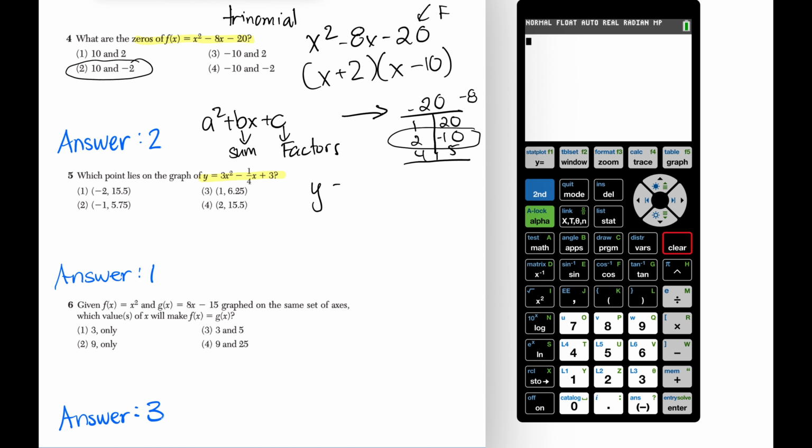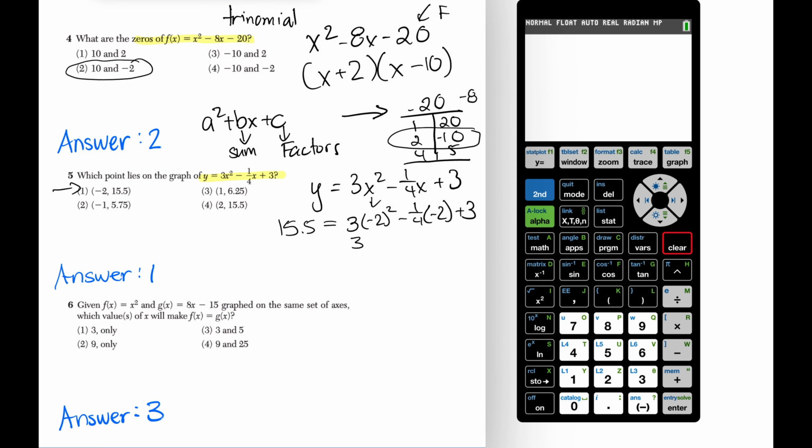So I'm going to start with my original 3x squared minus 1/4 x plus 3. And I'm going to try with number 1. My point's x is negative 2. So wherever I see an x, I'm going to put negative 2. So 3 times negative 2 squared minus 1/4 times negative 2 plus 3. And my y would be 15.5. All right, and now I'm just going to simplify this out.